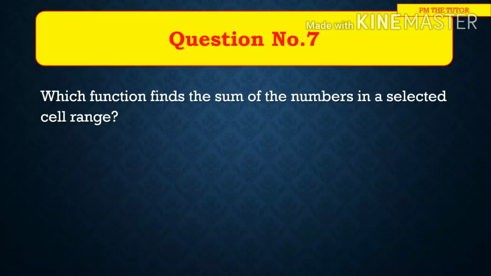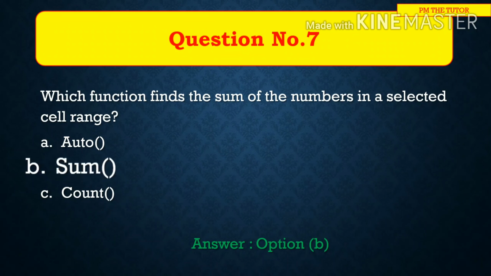Next question, question number 7. Which function finds the sum of the numbers in a selected cell range? Options are auto function, sum function or count function. Right option is option B, that is sum function.